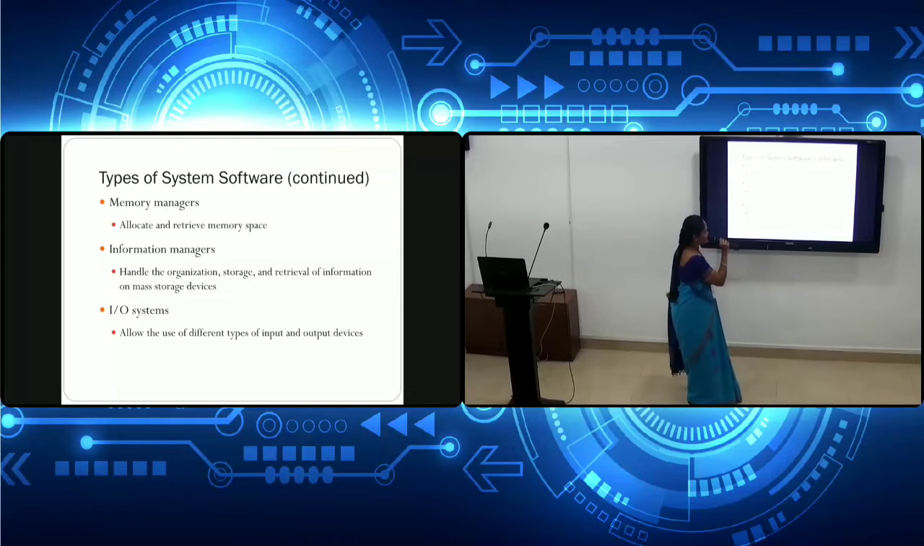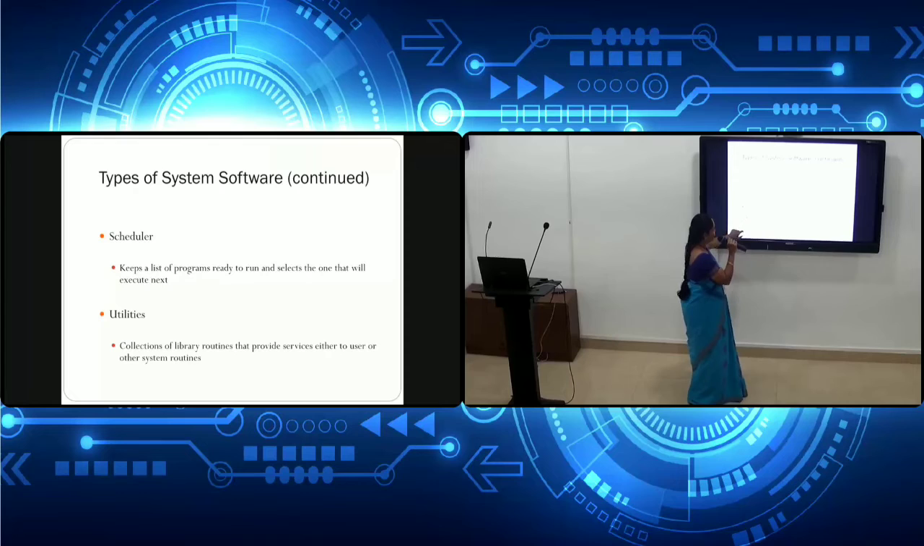The information manager covers storage organization, file organization, and schedule organization. These are the types of organizations, and it manages the memories. Input and output means all your hardware devices, input devices and output devices, different types of input and output devices. The scheduler gives priority to your programs, deciding which program is to run next. Utilities are routines, that is, your main library functions.